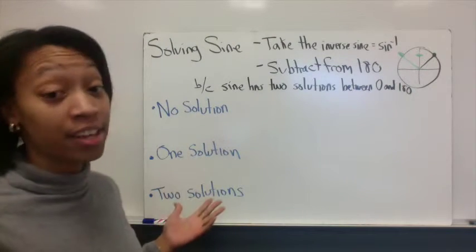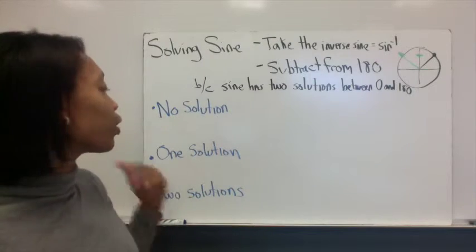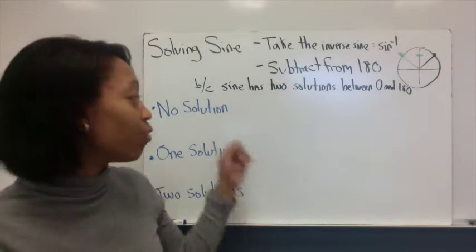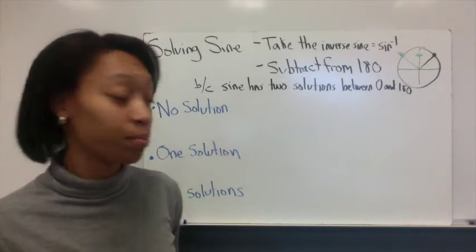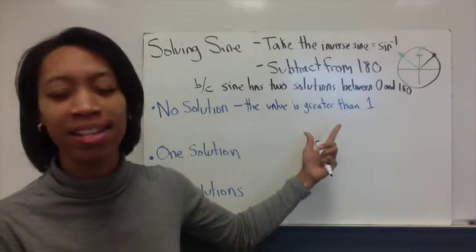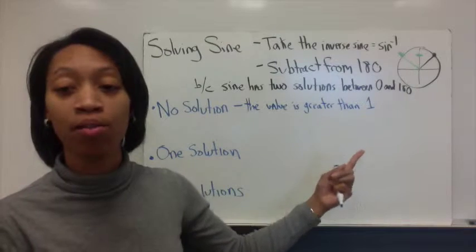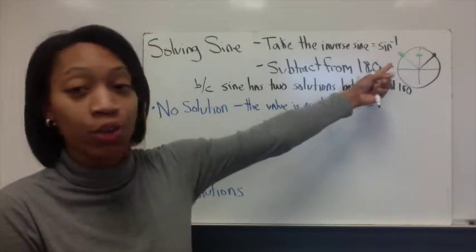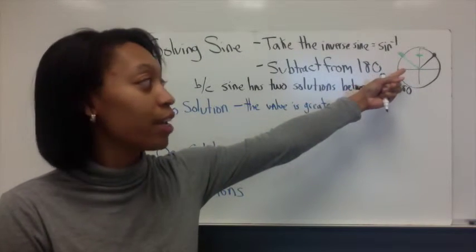couple different things could happen. First, we could have a problem in which there is no solution. No solution happens whenever the value that you're trying to take the inverse sine of is greater than 1. Because think of a unit circle. What's the radius of that circle? It's 1.